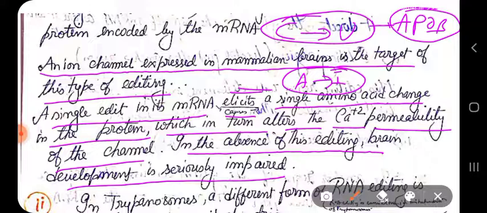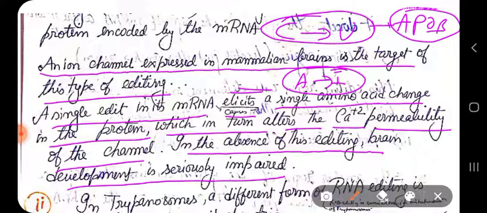A to I editing, that means from adenine to inosine editing, is done by the enzyme adenosine deaminase acting on RNA. Okay. Next, where does this type of editing occur? This type of editing occurs within the ion channel found in the brain, found in the mammalian brain. That means the gene responsible for that ion channel within the mammalian brain is subjected to this type of RNA editing, A to I deamination editing.